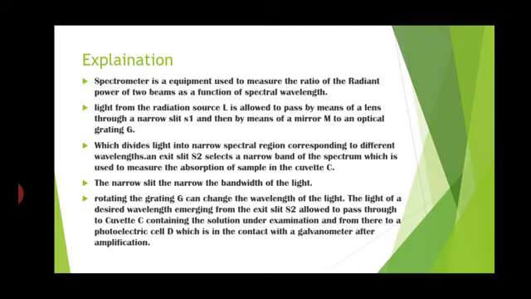The light of a desired wavelength emerging from the exit slit S2 is allowed to pass through the cuvette C containing the solution under examination, and from there to a photoelectric cell D, which is in contact with the galvanometer after amplification.